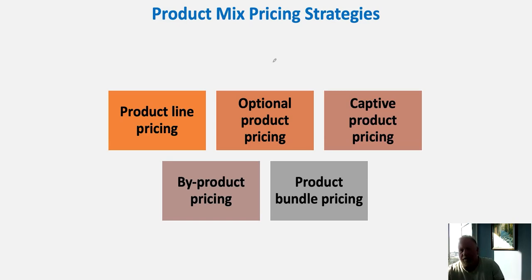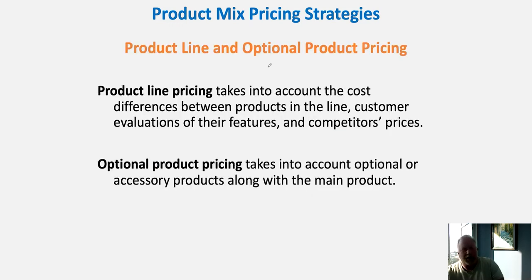You should be familiar with these because these are actually quite commonly used out there in the pricing literature. So let's start off by looking at what we call product line pricing. This is where we take into account the cost of differences between products in the line. So customers evaluate the features and the competitors' prices, and they think about where in the line. So what a product line refers to is when we have more than one product that's off the same line of products that we introduce to the marketplace.